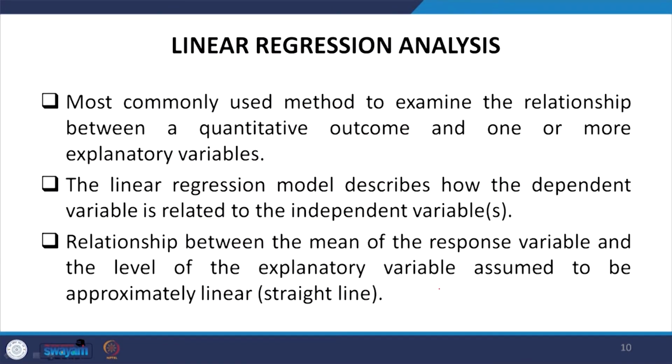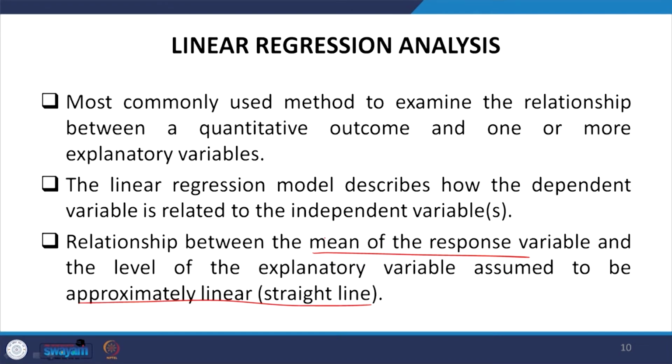Now, let us move to another set of arguments, another understanding of linear regression analysis. This is the most commonly used method to examine the relationship between a quantitative outcome and one or more explanatory variables. We have already discussed this a couple of minutes back. The linear regression model describes how the dependent variable is related to the independent variable. This relationship between the mean of the response variable and the level of the explanatory variable is assumed to be approximately linear, or a straight line. That is important.